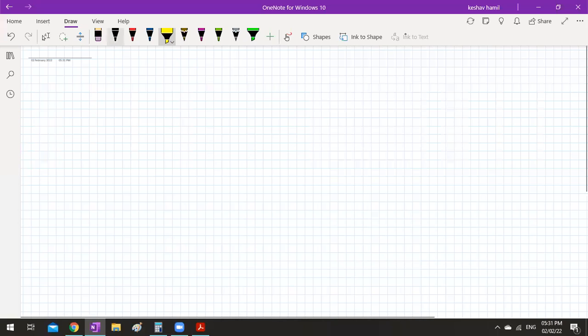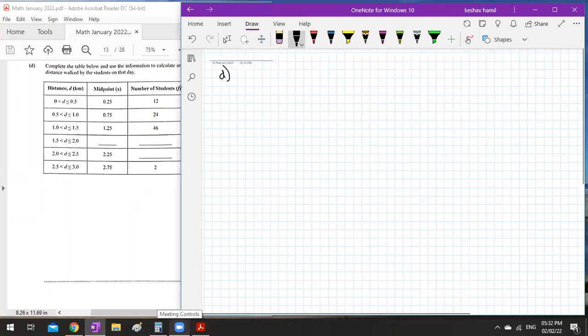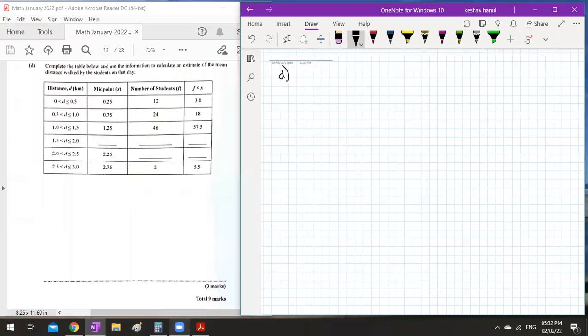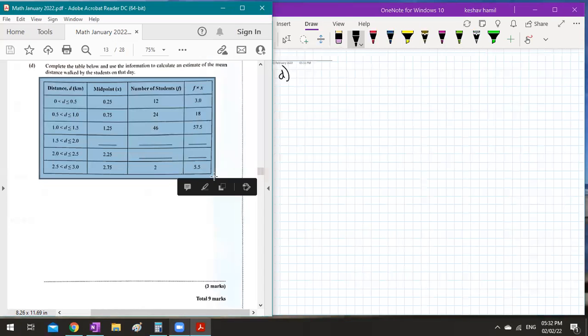So the same question, part D. We have to complete the table below and use the information to calculate an estimate of the mean distance walked by the students on that day. So let me copy this.